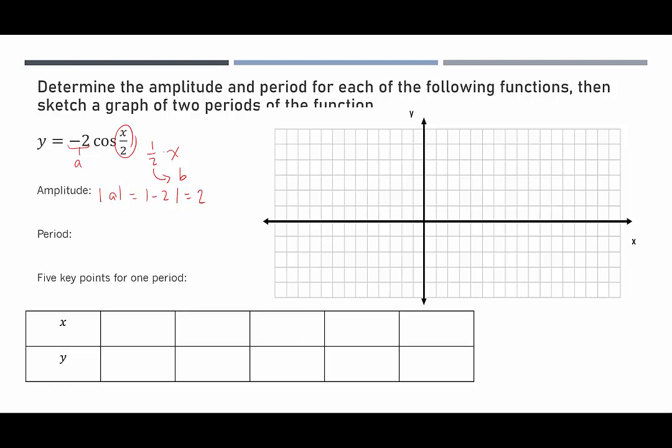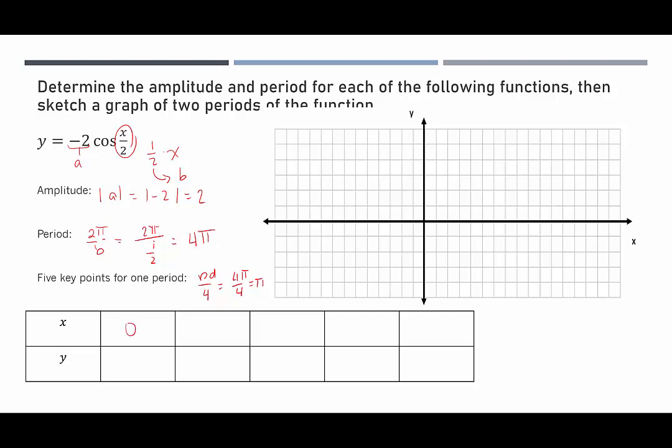The period, we calculate the period by doing 2 pi divided by b. So this would be 2 pi divided by 1/2. Dividing by 1/2 is equivalent to multiplying by 2, so the period this time is 4 pi. For the 5 key points, again, we want to determine the increment. So we're going to take the period and divide it by 4. This would be 4 pi divided by 4, which is pi. So we know this time we're using increments of pi.